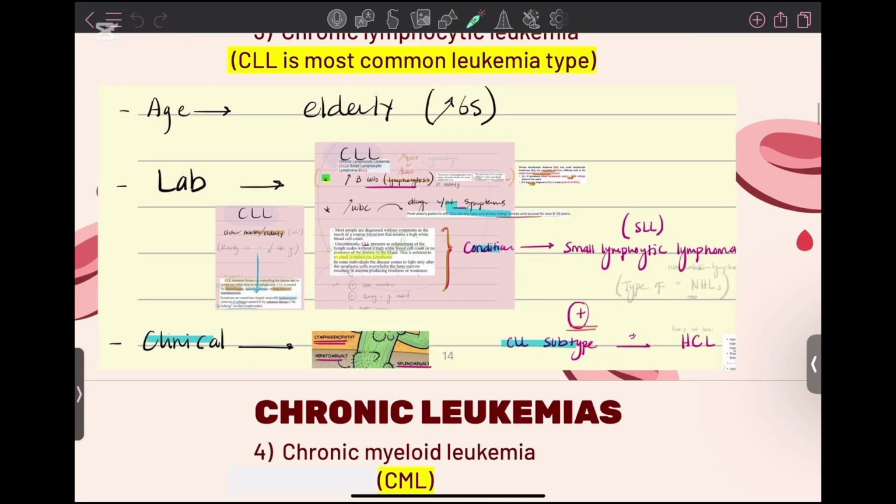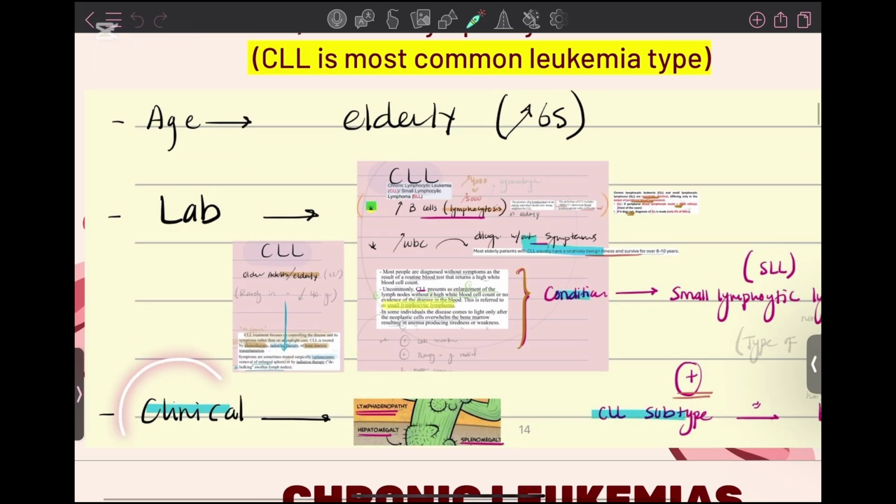Okay, we're done. Another very important thing for CLL is a triad, 3 things: lymphadenopathy, hepatomegaly and splenomegaly. Either the spleen or the liver is enlarged, and you're also going to have lymphadenopathy. If you see these 3 together, that's it, quickly, it's CLL.